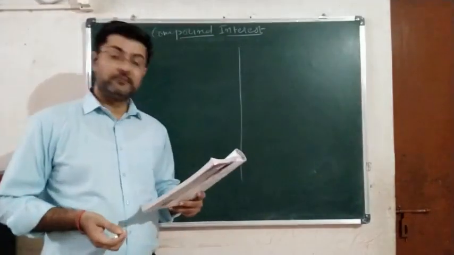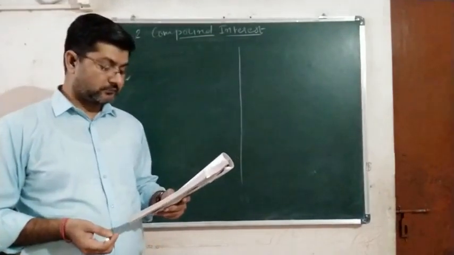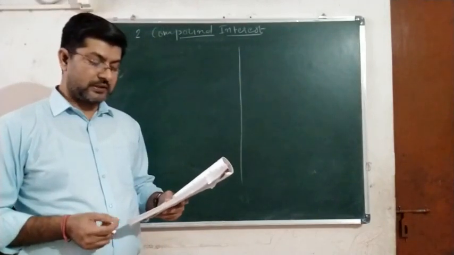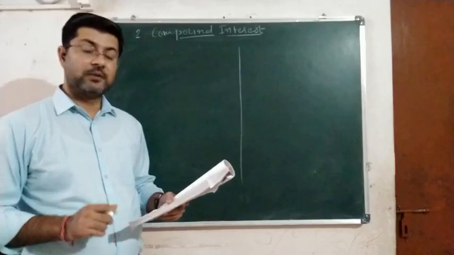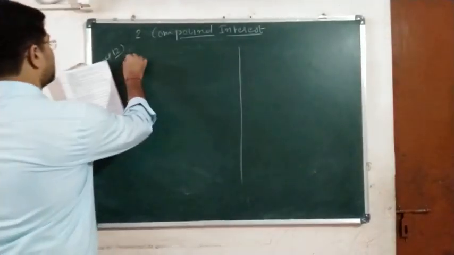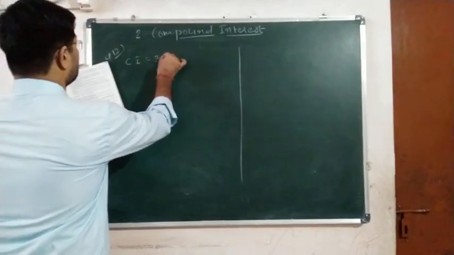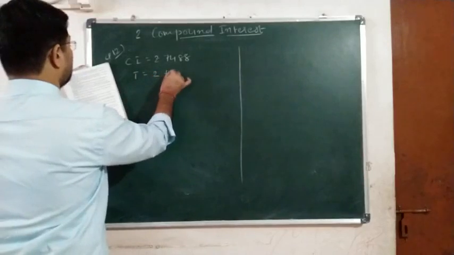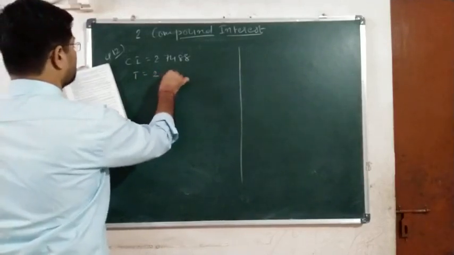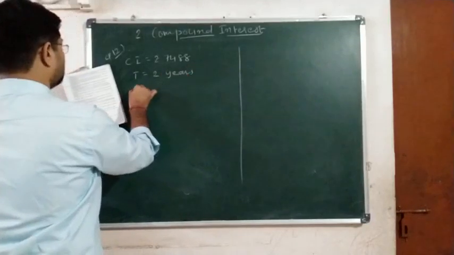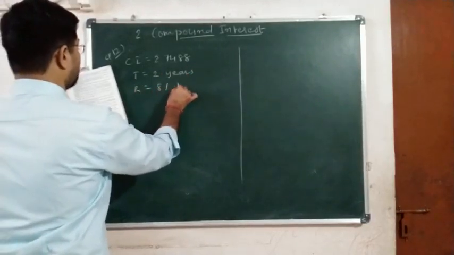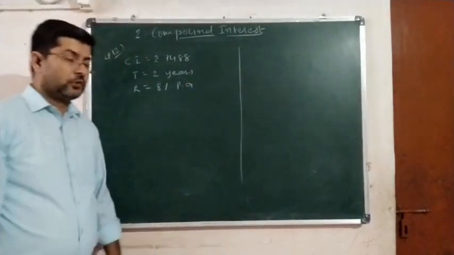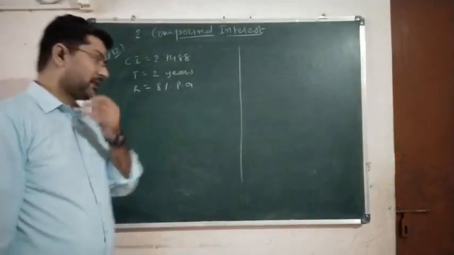In question number 12, let us read the question. On what sum of money will the compound interest for 2 years at 8% per annum be 7488? In this question you are given CI, that is rupees 7488. Time is given as 2 years and rate is given as 8% per annum. Here we have to find the sum, that is principal.